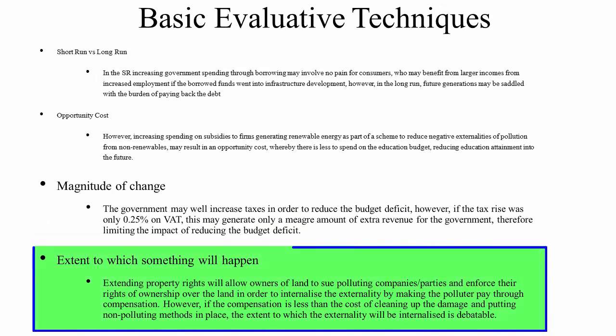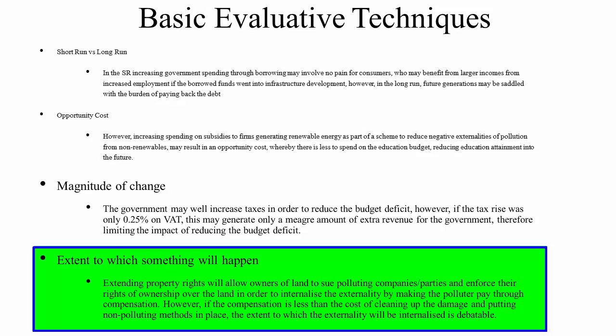Questioning the extent to which something is going to happen is also a key basic evaluative skill to learn. In the example on the screen, we're discussing extending property rights as a solution to negative externalities. We're explaining that it allows the owners of land to sue polluting companies and parties to enforce their rights to enjoyable ownership over that land, i.e.